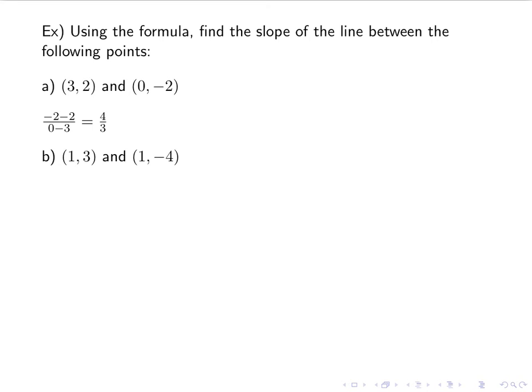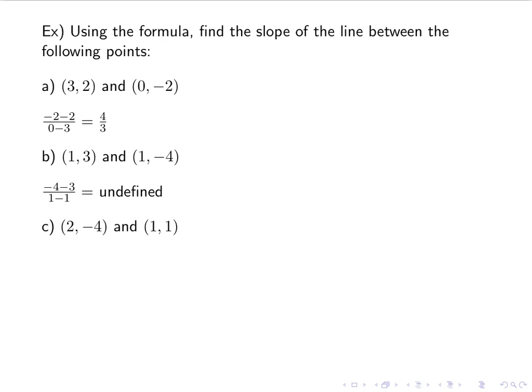What about 1, 3, and 1, negative 4? So again, I'm going to have my first point be x1, y1, my second point be x2, y2. So I take my negative 4 and subtract 3. That's on the top. On the bottom, 1 minus 1. Now remember, 1 minus 1 is 0, and you cannot divide by 0, so that means it's undefined.